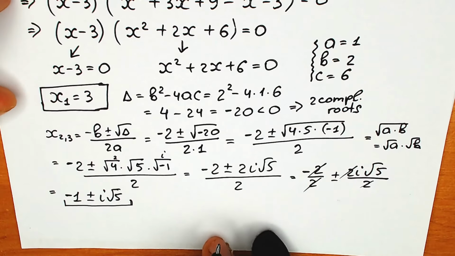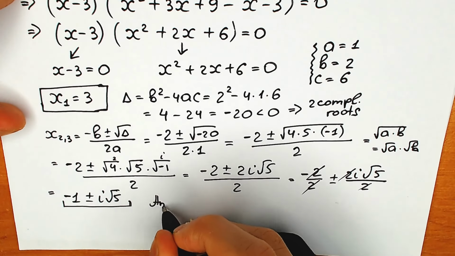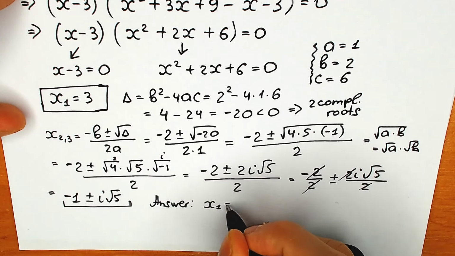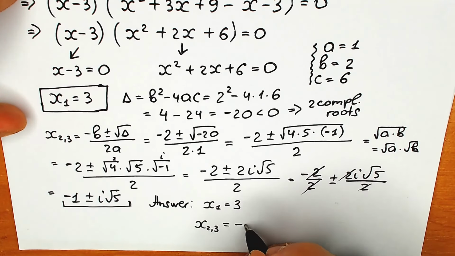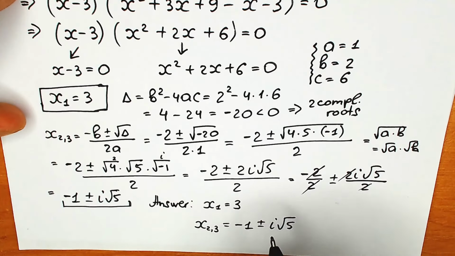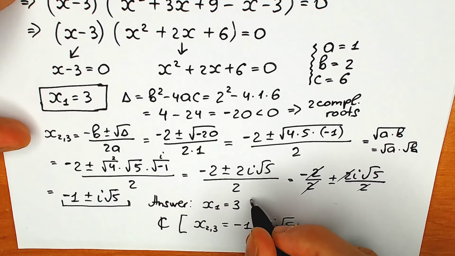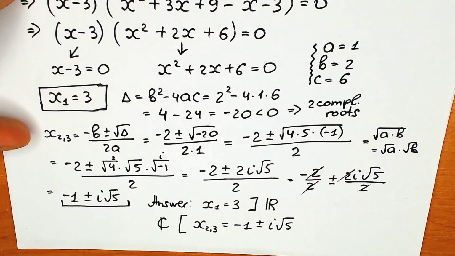And right now let's gather all this knowledge together, and let's write our final answer. So our x first equal to 3, and our x second and third equal to minus 1 plus minus i square root of 5. Yeah, really great. This is our answer. So these two roots are complex roots, and this one root is a real number root.